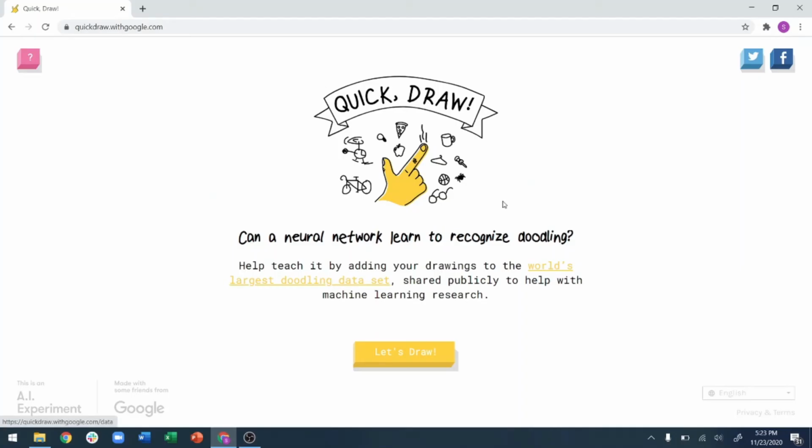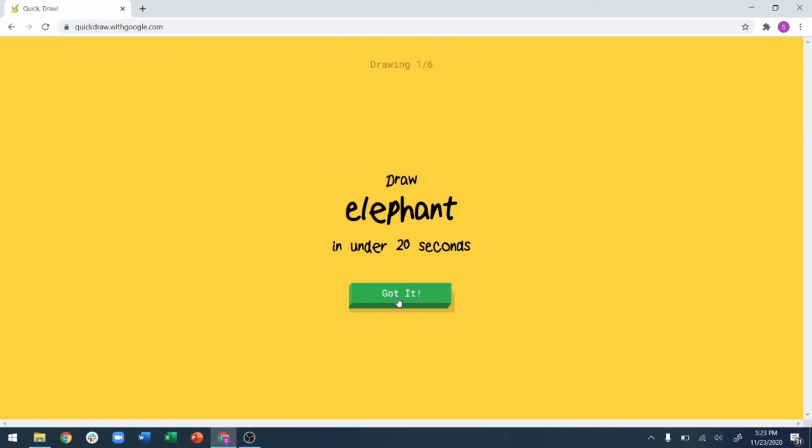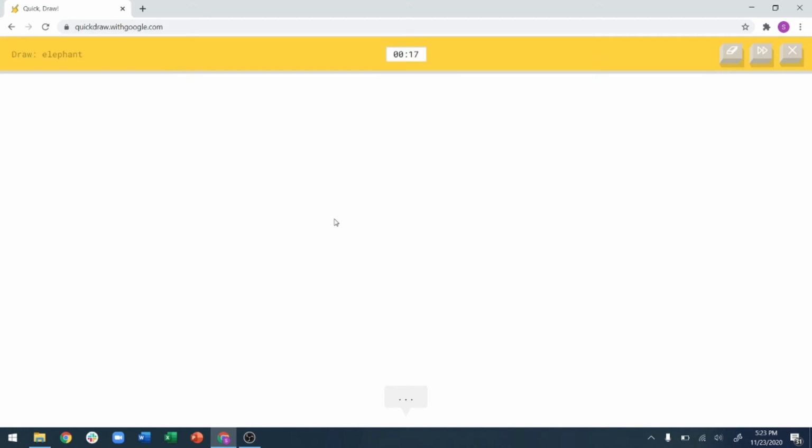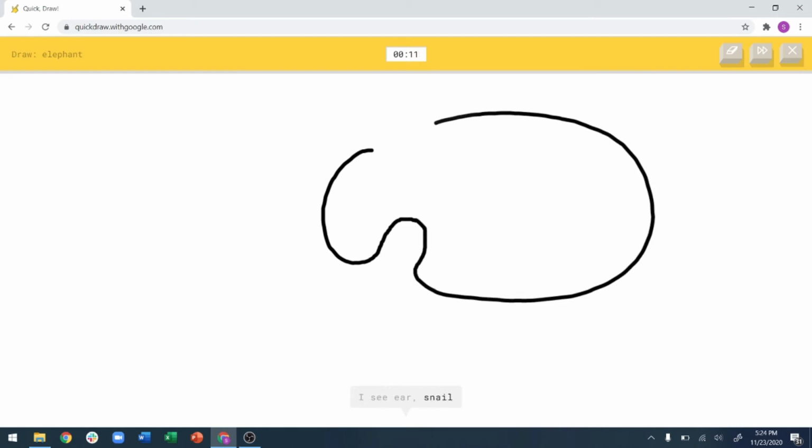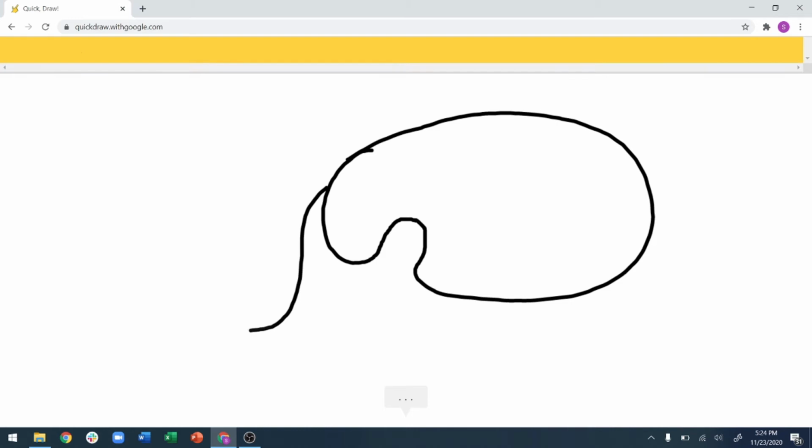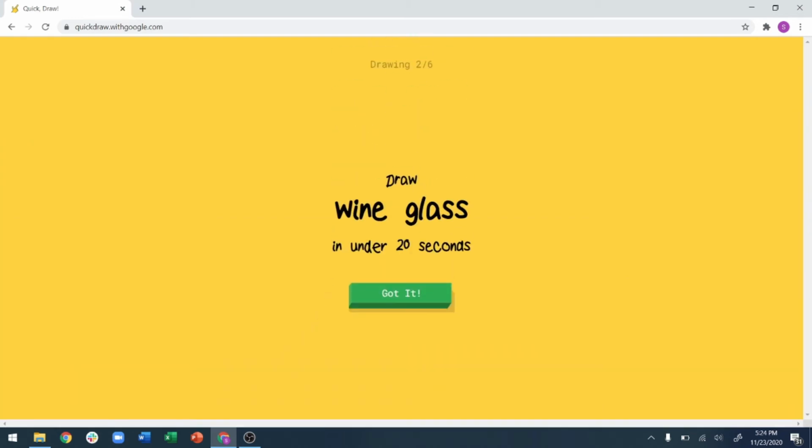The second experiment that I wanted to show you is called Quick, Draw. Here the system tells me to draw something, like draw an elephant under 20 seconds. And again, I am an extremely bad drawing person, so let's say I try to do something like this. It says it's an elephant. So the system knew that it's an elephant.